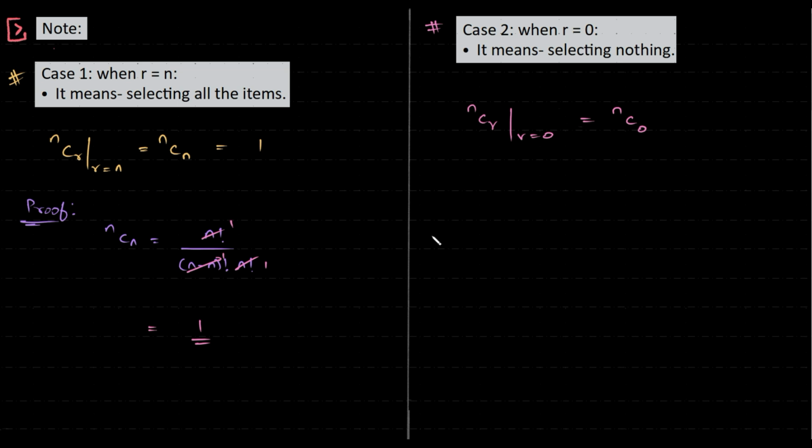So now, how should we go about doing this? The proof will look like this. n factorial divided by (n minus 0) factorial into 1 by 0 factorial. So clearly this is 1, this is n factorial, so this and this will get cancelled. All of this leads to it being 1.